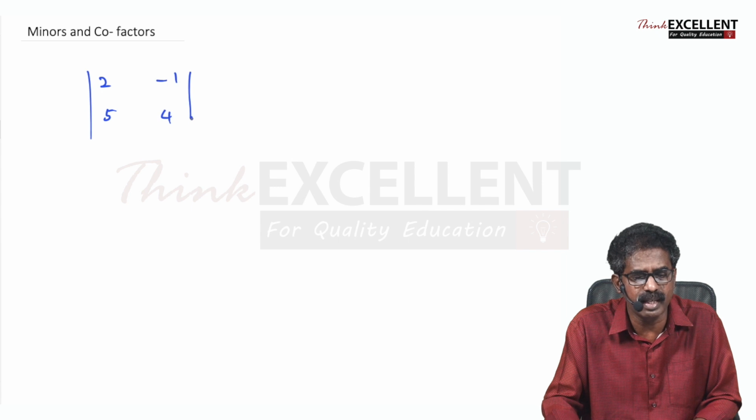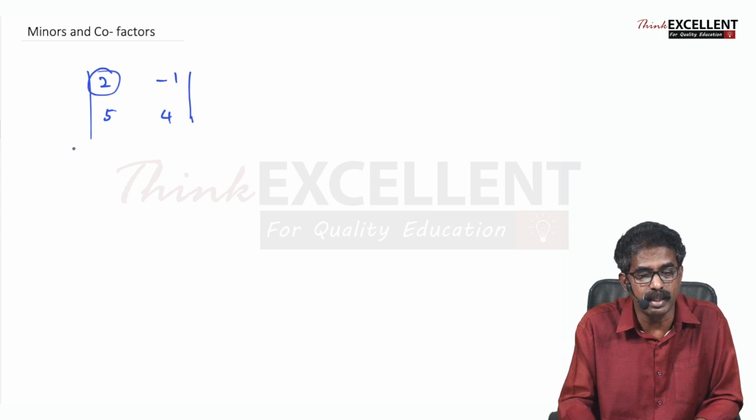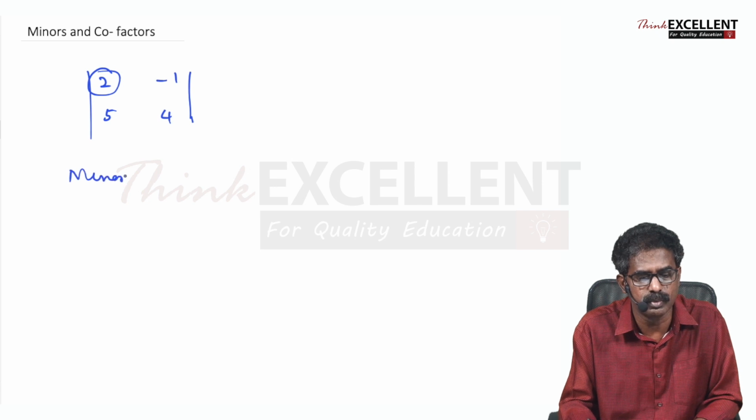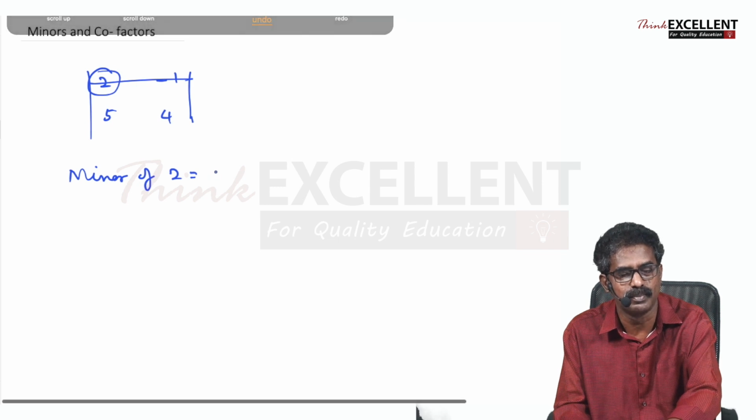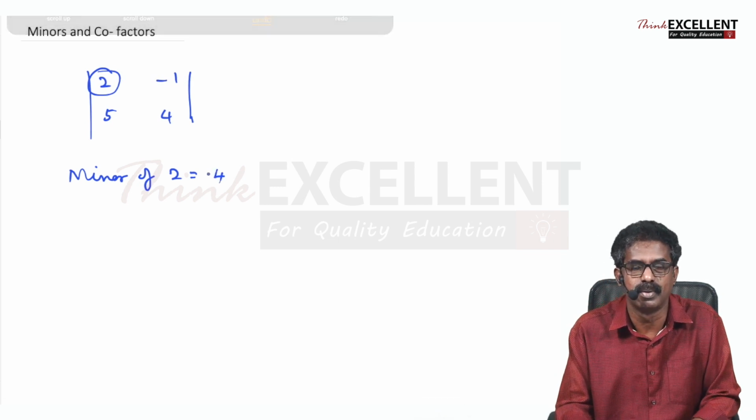If you want to find the minor of the first number, the minor of 2, what do you do? Leave that particular row and that column. What is left out? 4. And that is your answer. That 4 is your answer.